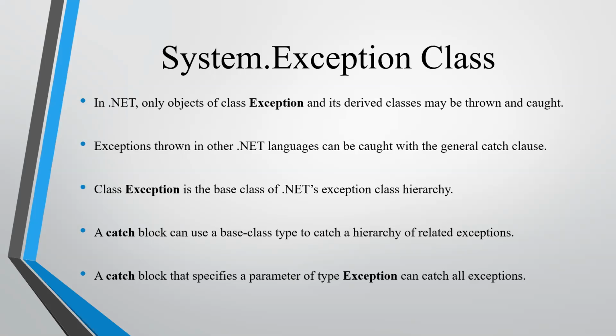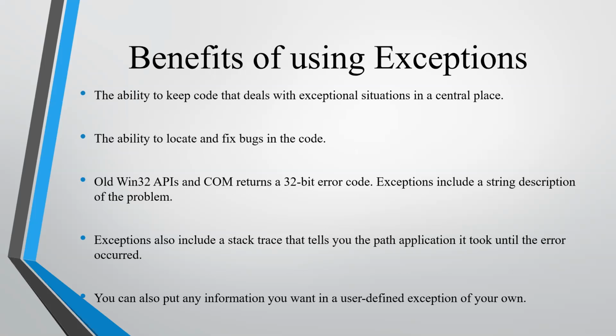Class Exception, as we know, is the base class, the parent class, for all the different kinds of exceptions. A catch block can use a base class type to catch a hierarchy of related exceptions. And a catch block that specifies a parameter of type Exception can catch all exceptions, which means that if we want to handle or catch any kind of exception, we can use the parent class. If you are not sure what type of exception will be thrown, we can use the parent class, which is the Exception class, in our catch block.